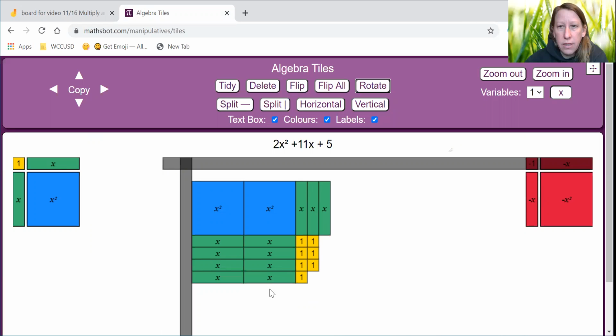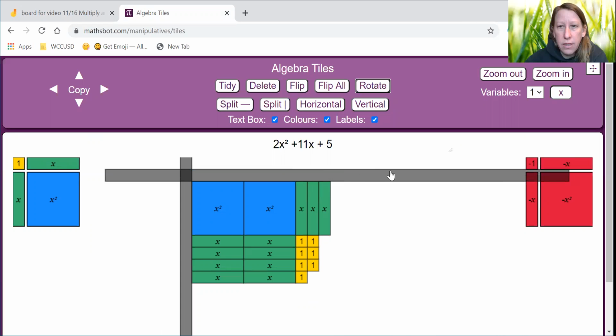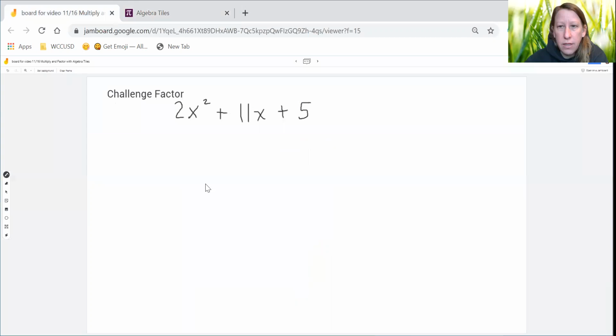All right, I still have 2x squared. I still have 11x, but now I only have 5 to deal with. And really, there's only 1, 2, 3. Oh, these need to go away. Goodbye. There's only one way to make a rectangle out of 5. It's either 1 times 5 or 5 times 1. So there's only 2 ways to make a rectangle out of that. So this is the answer I was looking for.